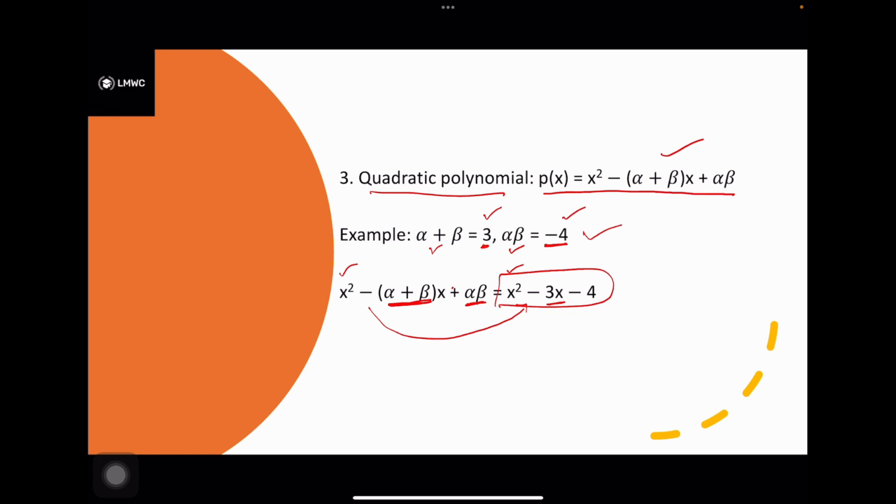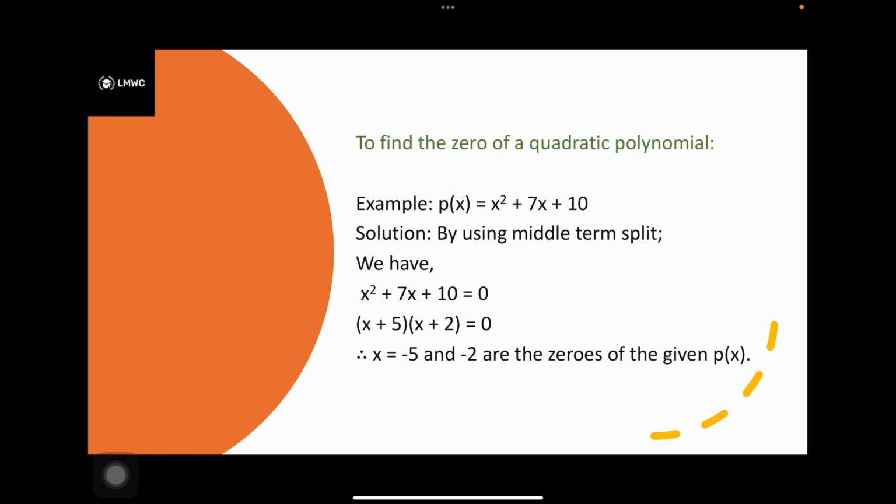So the last topic of this chapter is to find the zero of a quadratic polynomial. Here I have taken one example, x squared plus 7x plus 10. And this is a quadratic polynomial because the degree of this polynomial is 2. Hence, this is a quadratic polynomial. Now I need to find the zero of this, which means at what value of x this right-hand side converts into 0.